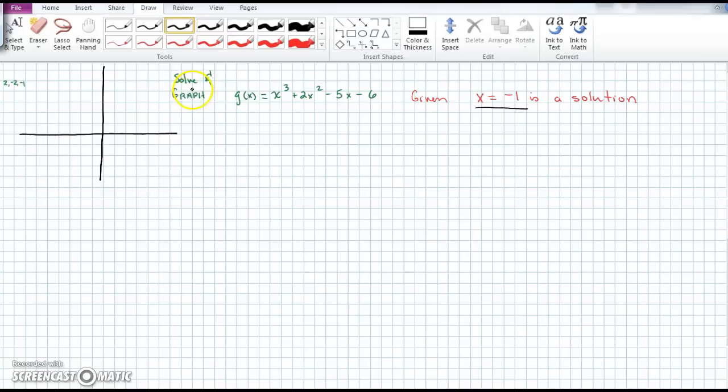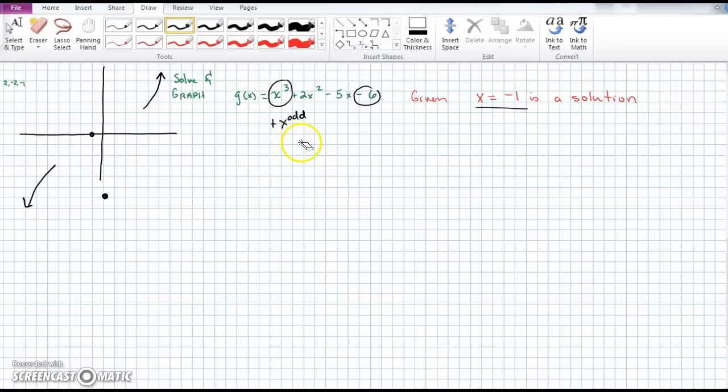So if I'm ultimately trying to graph this, I want to see what kind of general overall end behavior I have. This leading term tells me that I am starting from low, ending high, because it is positive x to the odd power. I also can see I have a y-intercept of negative 6. All the things in the middle I don't know yet, but I know that negative 1 is a solution, so one of my x-intercepts is negative 1.